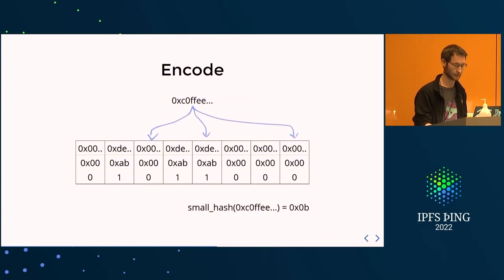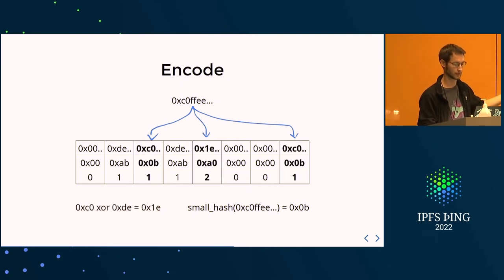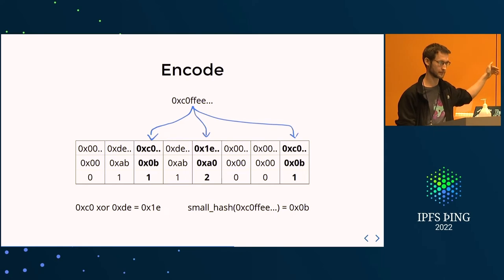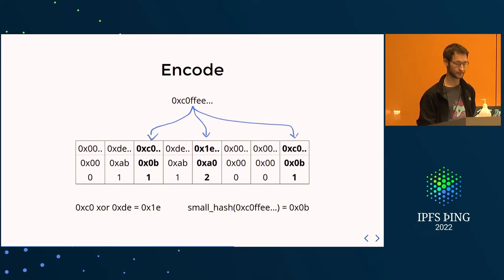And when you have something else that you're hashing in there, you just increase the counts again. And when you hit a conflict, what you do is you XOR your hash, and you XOR your checksum hash. All right?